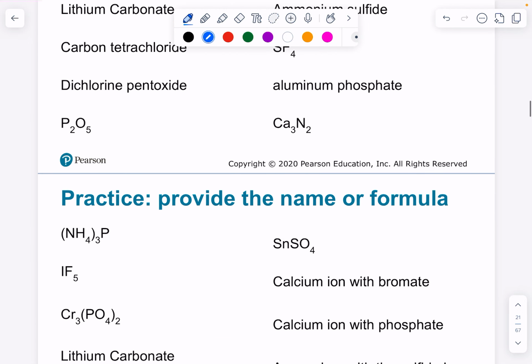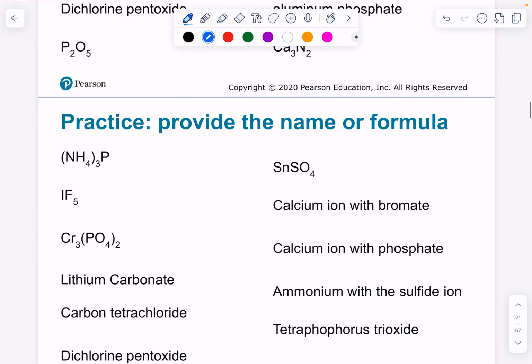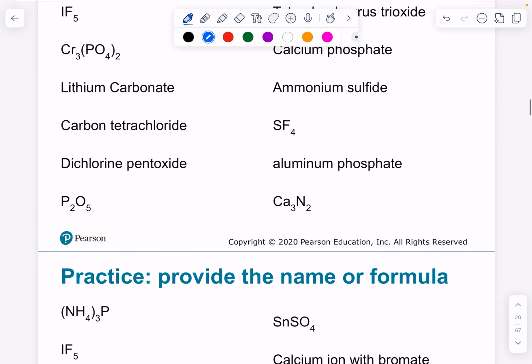Whew, that was a lot of practice. Oh, it's the same page twice. I'm not sure what I did there.